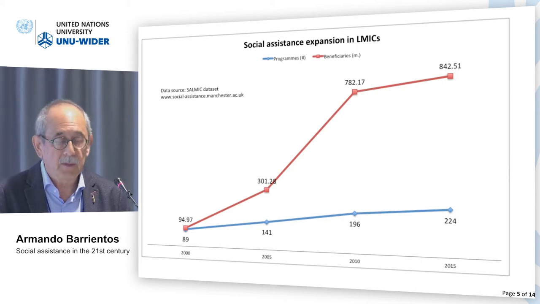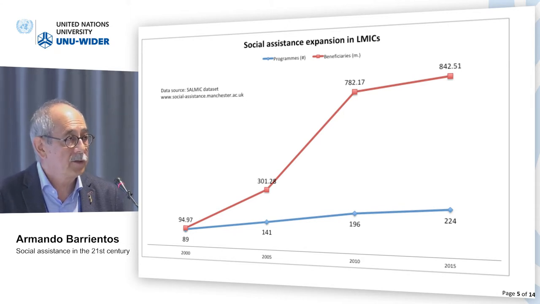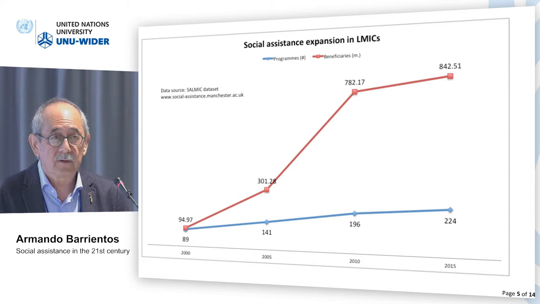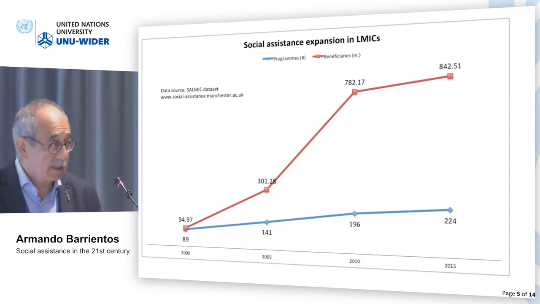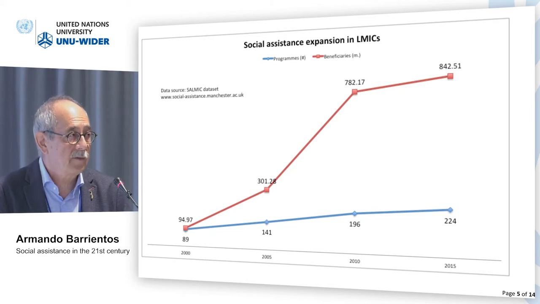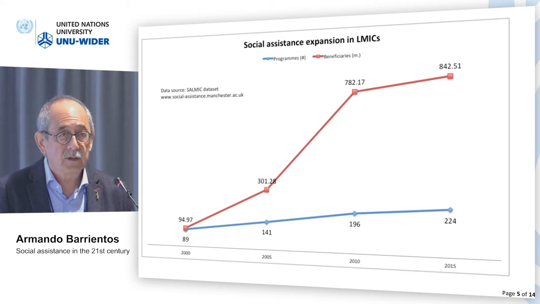The other point to make about this figure is that it includes both direct beneficiaries and indirect beneficiaries. For example, where you have a social pension, it comes to the older person, to the pensioner. But it's unlikely that the pensioner is not going to share that transfer with other members of the family. In fact, I have done field work on this issue in Brazil and South Africa, and the majority of respondents said that they share most of their social pension with the rest of the household.